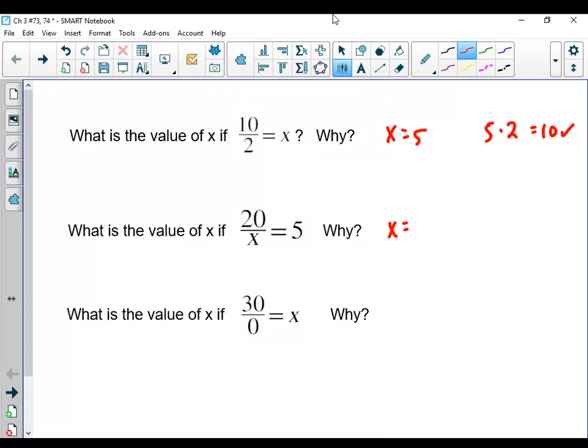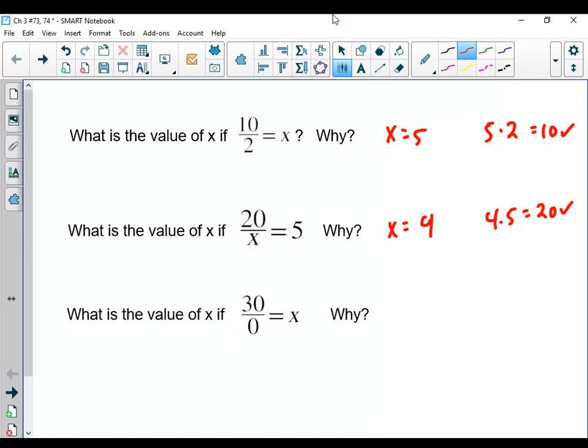Okay. Could I use that same idea for the second one? We know x is equal to 4, but could I use that same idea as my reasoning? Yep. We can say, okay, well, 5 times 4 has to equal 20. So that seems to make sense. Okay. What about the last one?